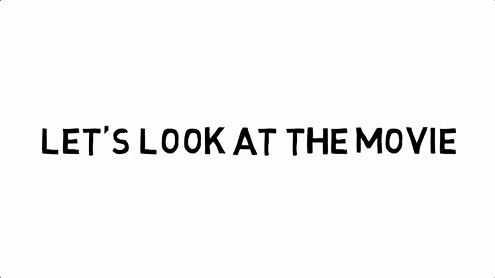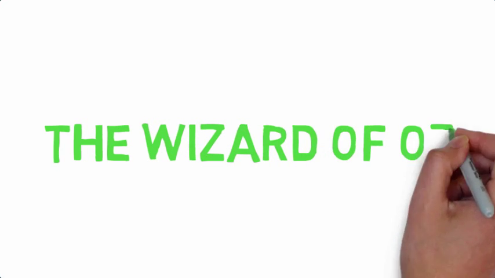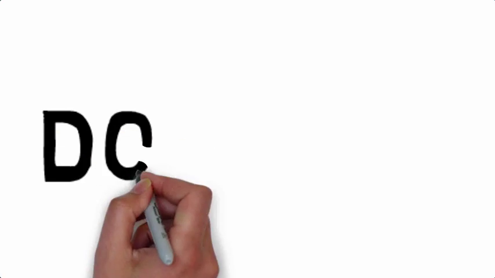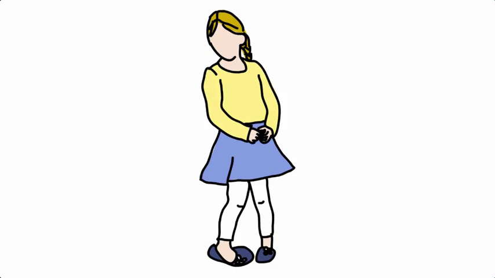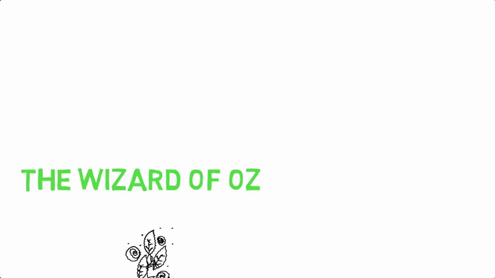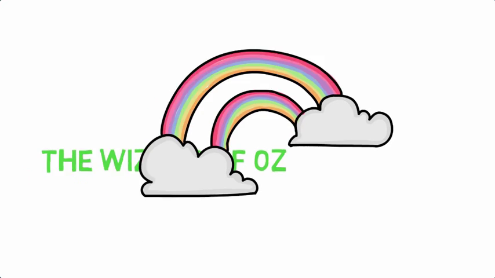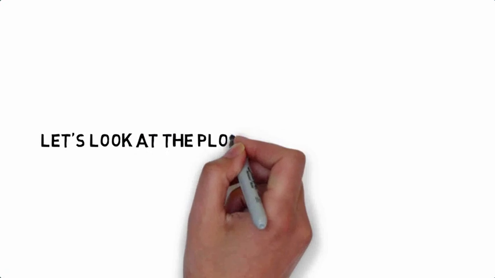So let's look at a movie. How about The Wizard of Oz? Yeah. So there's this girl named Dorothy, right? Let's make this girl right here Dorothy. And we know that there's this tornado, and it kind of sweeps Dorothy up and carries her to a magical land somewhere over the rainbow called Oz. Okay, great. Let's look at the plot structure of the movie.